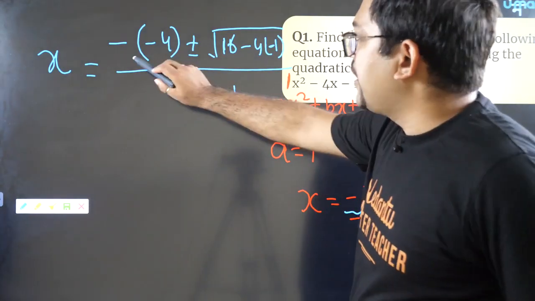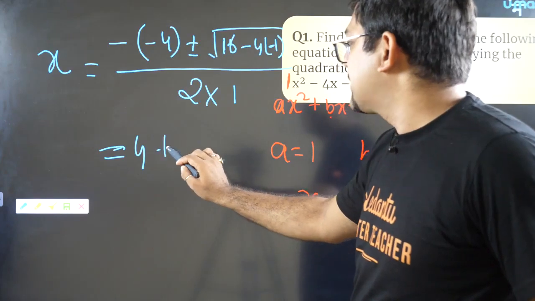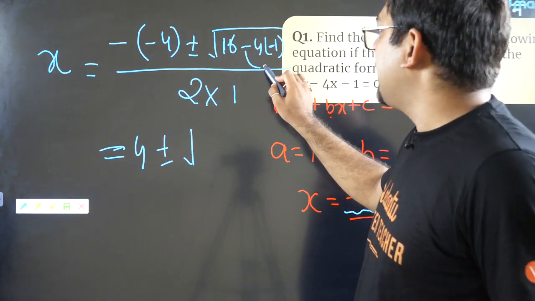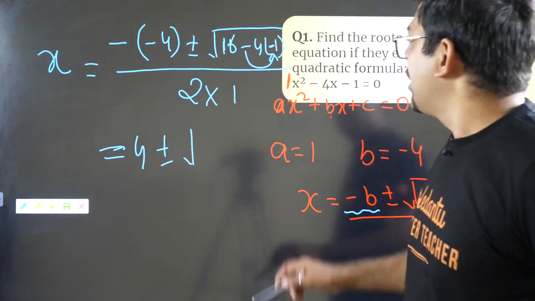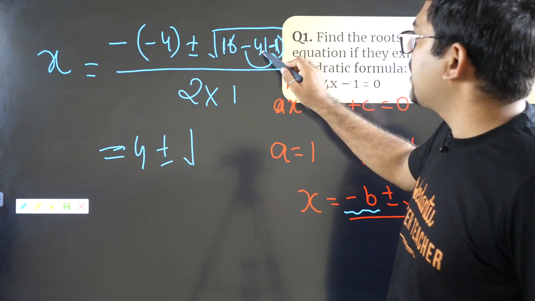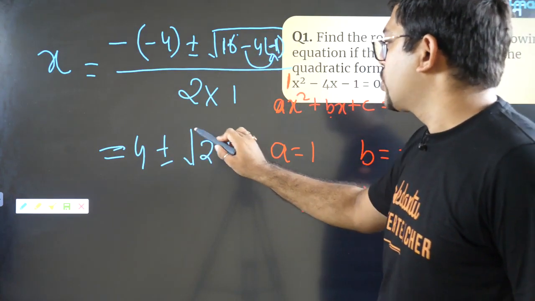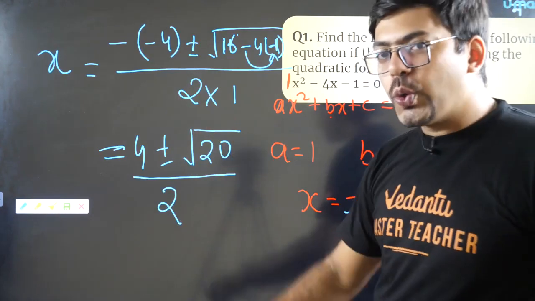So we got minus of minus 4, which is like 4 plus minus 16, okay, and minus into minus, please pay attention here, minus into minus is what? Plus. So minus 1 into minus 4, that will be plus 4. 16 plus 4 will be 20. So you got root 20 and then divided by 2. So this is what you have to solve.